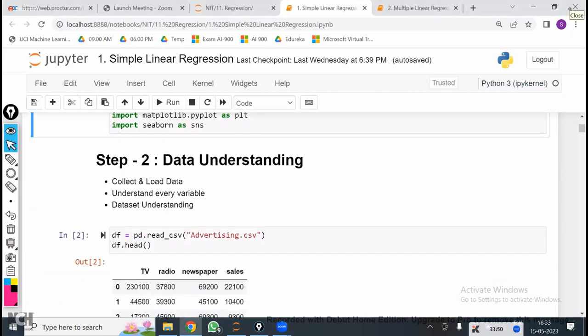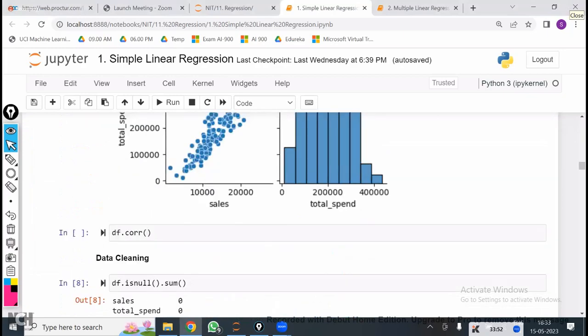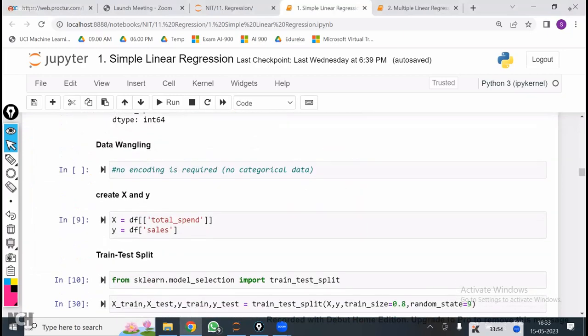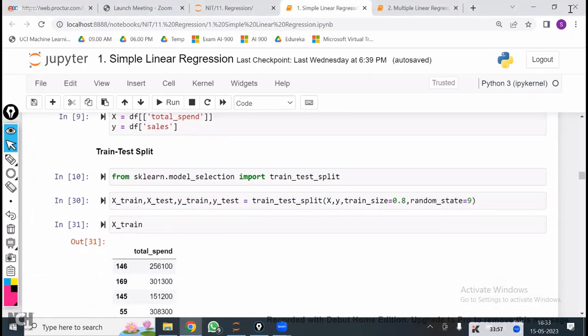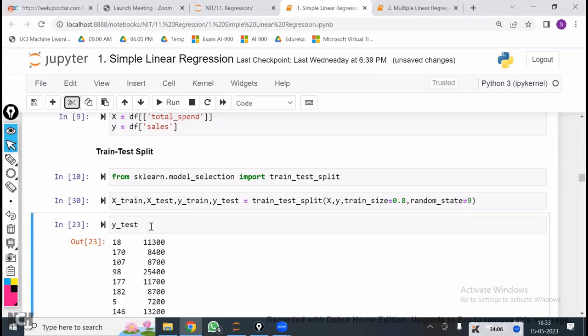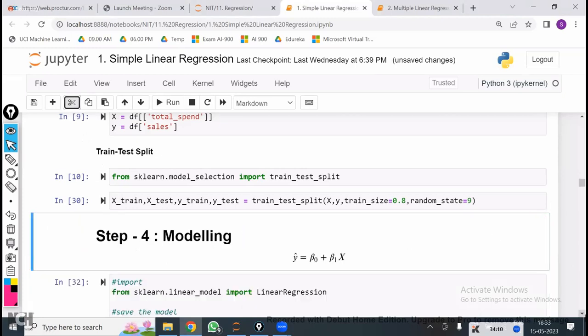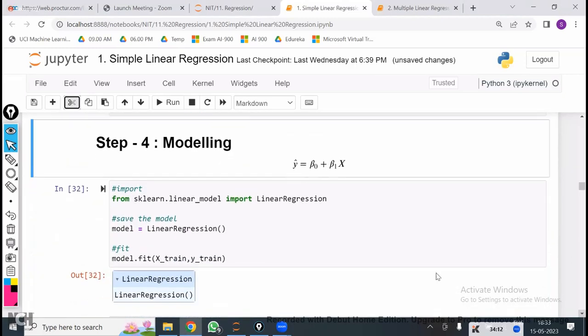Okay, done. So here I'm having the data set and I have done the data cleaning, data wrangling, everything. Up to train test split. This is the train test split which I have done. Once the train test split is completed, now modeling. In the modeling, what is the first step I have told? First, you have to import. After that, save the model and fit on the X train, Y train. I have told you earlier this same thing.